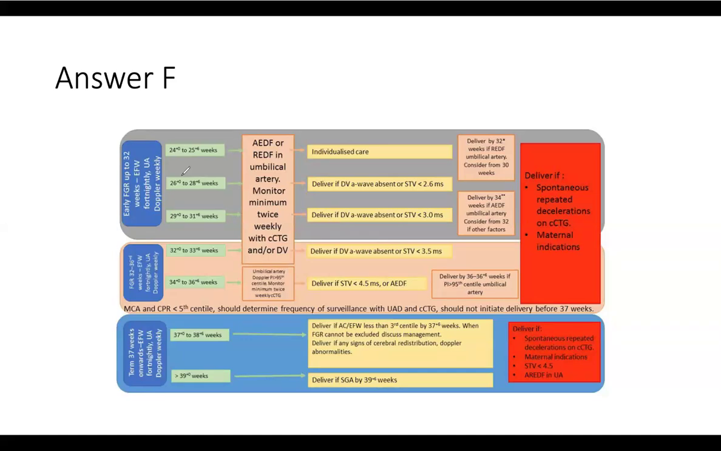So my champions, if you have diagnosed FGR, early FGR, what is the follow-up with normal Doppler? Very small baby, less than 3rd centile with normal Doppler. What is the follow-up?